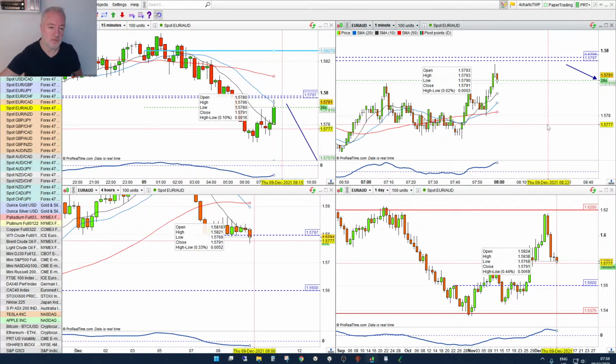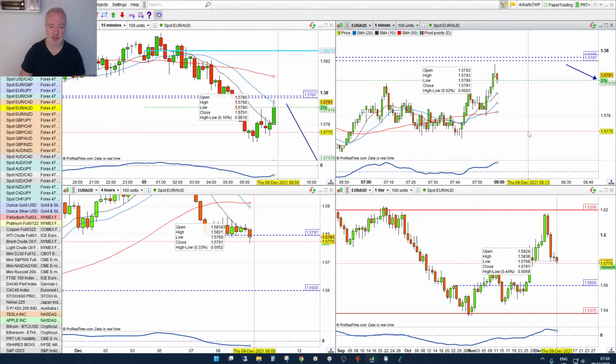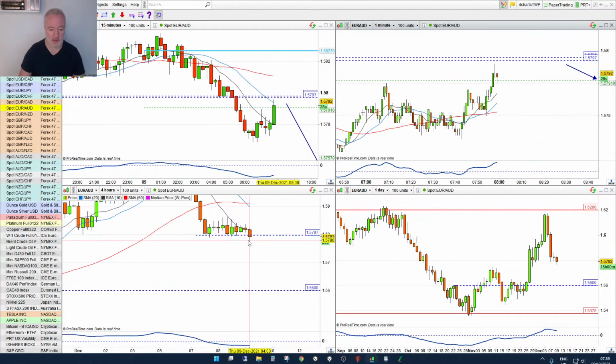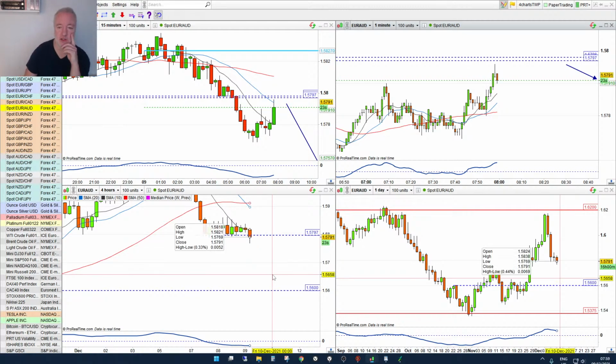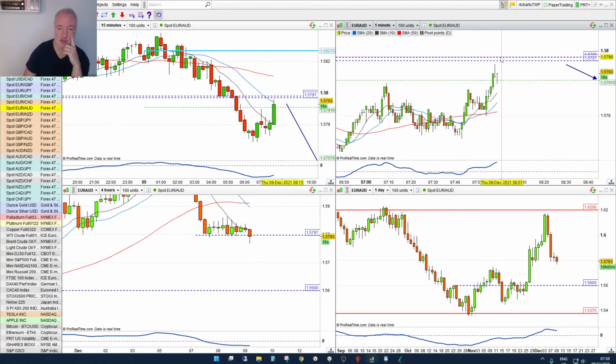So let's see. So far it's responding according to our plan. We've got 30 seconds. I want to see this close below these lows here. I want to see it saying, look, I am actually intending to head lower. And we'll see. Got 20 seconds. If it closes back in the range, all you've got ultimately is another rejection, another failed breakout. 10 seconds. 4 seconds. 3, 2, 1.